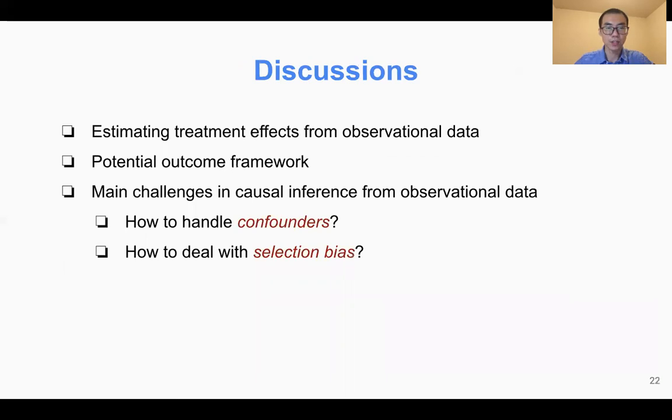Okay, a quick discussion for the background and challenges in causal inference. We mainly discussed the definition of potential outcome framework, and we discussed the definition of units, treatments, potential outcomes, factual outcomes, counterfactual outcomes, and the different definition of treatment effects at different levels. We also noticed that a naive solution for treatment effect estimation will not be reasonable because of the existence of confounders. Then the main challenges in causal inference from observation data is how to handle confounders, and meanwhile, how to deal with selection bias.